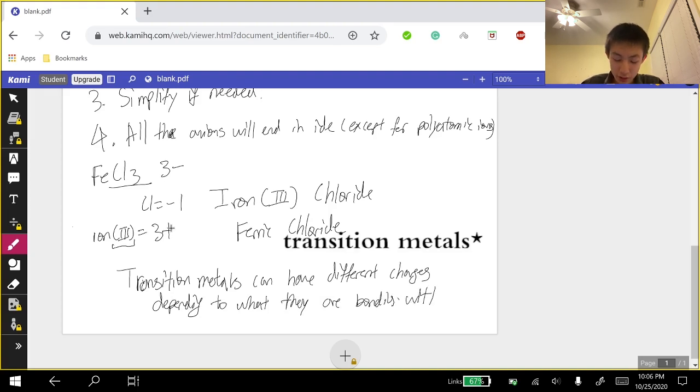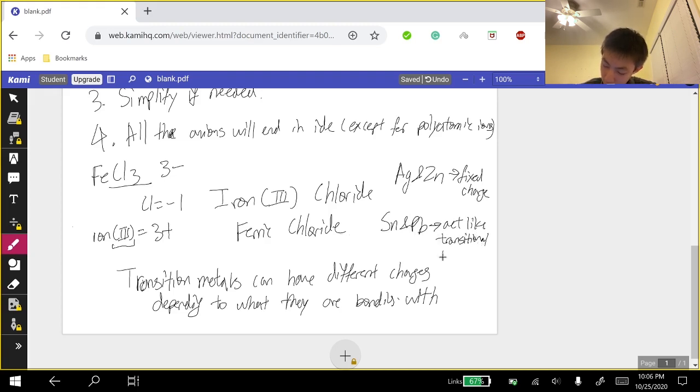Okay, I just said that transitional metals can have different charges depending on what they're bonding with, except there are a few exceptions. Ag and Zn, they both have a fixed charge. And also, Sn and Pb are non-transitional metals that act like transitional metals, meaning they have different charges as well.